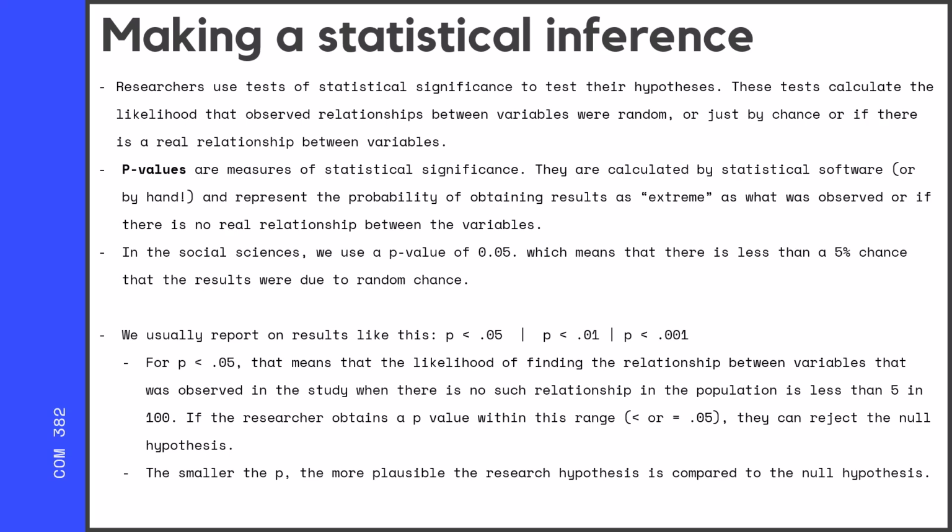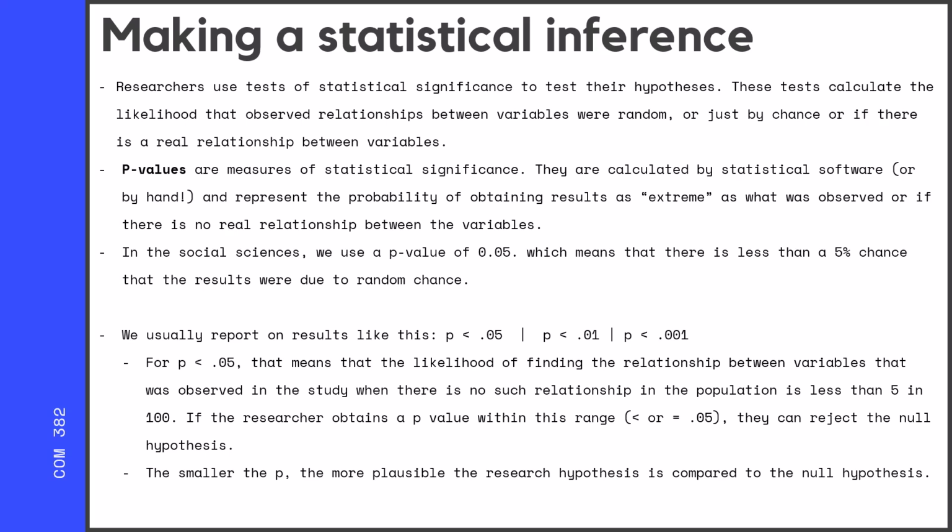Researchers use these tests of statistical significance to test their hypotheses. These tests calculate the likelihood that the observed relationships between variables were just random, or if there is a real relationship between variables. P-values are measures of statistical significance. We calculate them with statistics software. In your textbook, they talk about SPSS, but you can also use Excel, Google Sheets. You can also calculate it by hand.